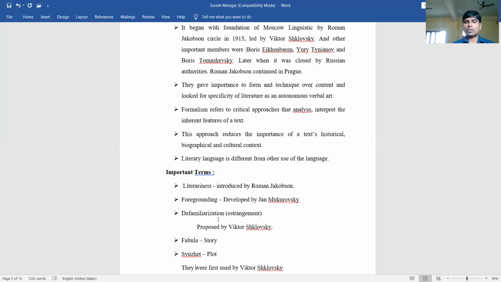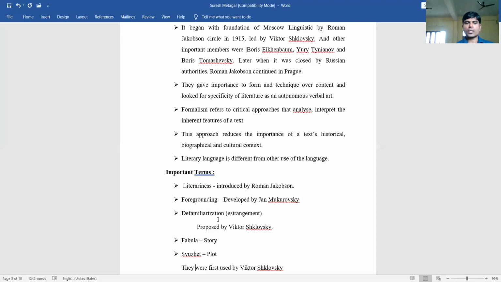Then we have one more term called defamiliarization or estrangement, which was proposed by Victor Shklovsky. Defamiliarization means making familiar things unfamiliar, or known things unknown, with the help of technique, form, and language. So when a writer writes about his personal experience or whatever things are there in the world, he makes these things extraordinary or unknown to us. He defamiliarizes these familiarized things with the help of his language, his technique, and his form. So that is defamiliarization. Actually, they give less importance to the writer, but they do not completely neglect him.